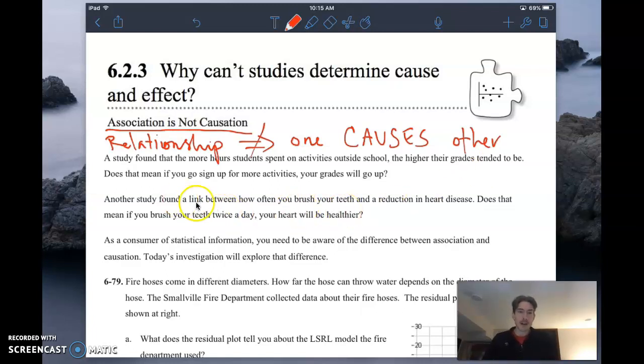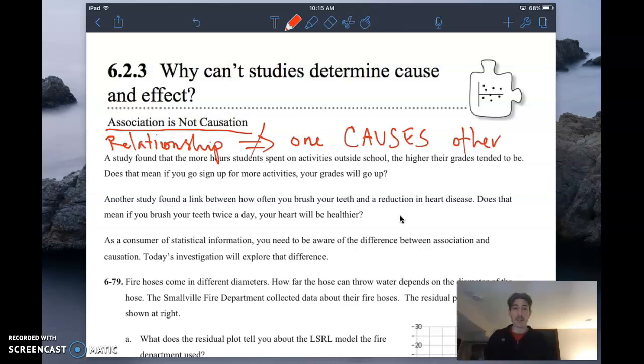Another study found a link between how often you brush your teeth and a reduction in heart disease. Does this mean that if you brush your teeth twice a day, your heart's going to be healthier? Man, as somebody who's getting to be an older guy, I'd brush my teeth 10 times a day if it meant perfect heart health. But that's not the case, right? Some of you are chuckling right now that it's preposterous, it's silly, but there's a relationship between those two things.